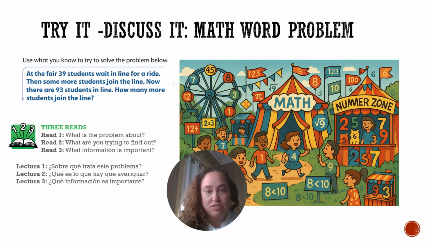Then some more students join in line. Now there are 93 students in line. How many more students join the line? And so the idea being, first, we ask, what is the problem about?